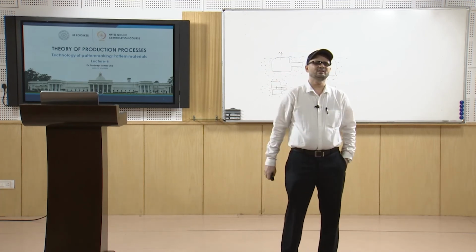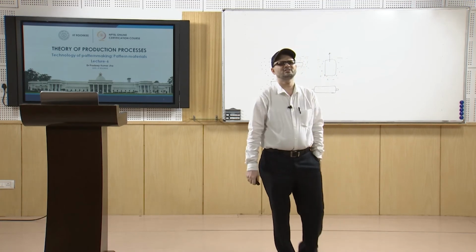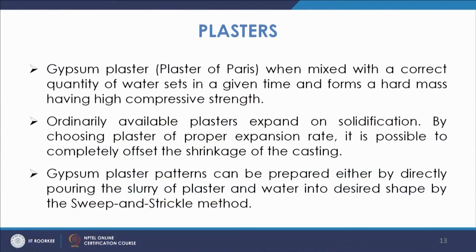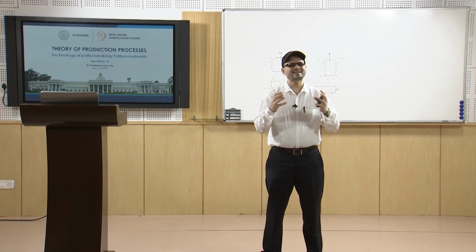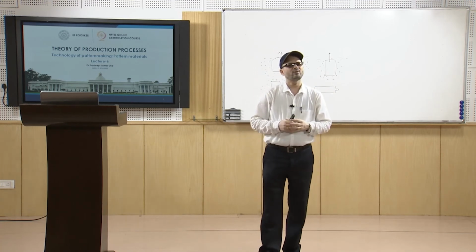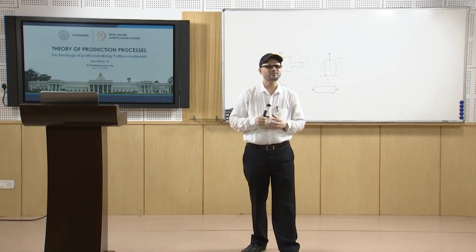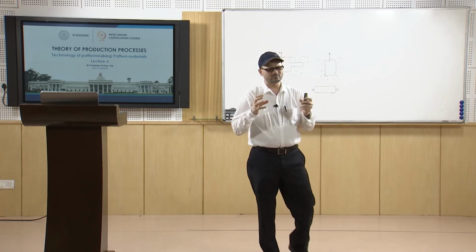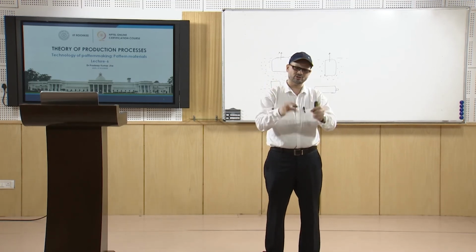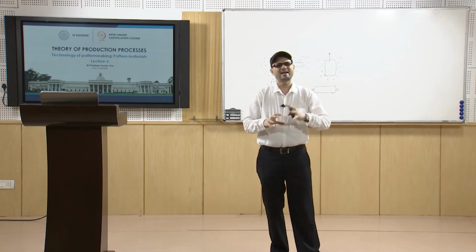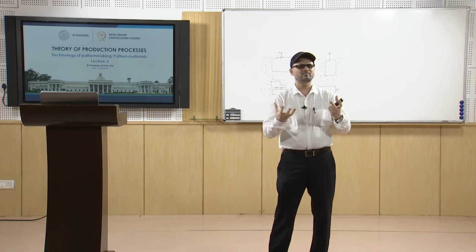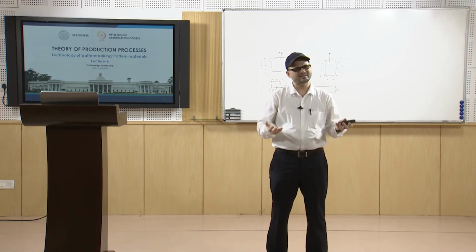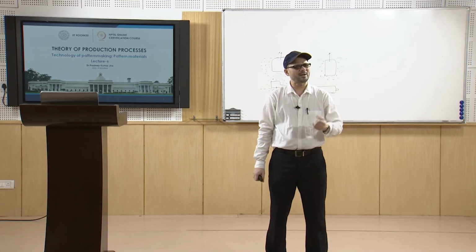Another important pattern material is gypsum plaster, plaster of Paris. It has the property that when you mix it with the correct quantity of water, it sets in a given time and forms a hard mass having high compressive strength. So, you have the cavity, you put the plaster mixed with water, and then you leave it for some time, and it will have a hard mass of the type of casting you want. That will be a pattern.